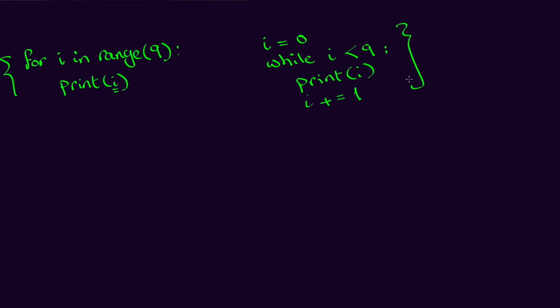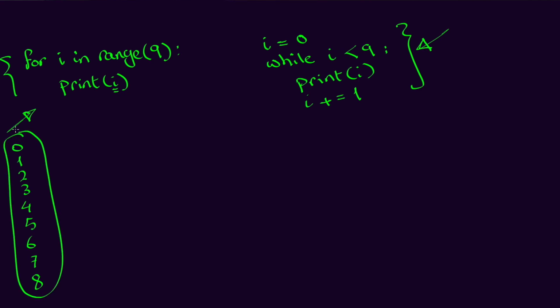Meaning if you actually run the code over here, you're going to see these printed on the screen: 0, 1, 2, 3, 4, 5, 6, 7, and 8. So 9 iterations. In each iteration, you print the value of I. If you instead run the while loop program, you're going to get the same exact result.